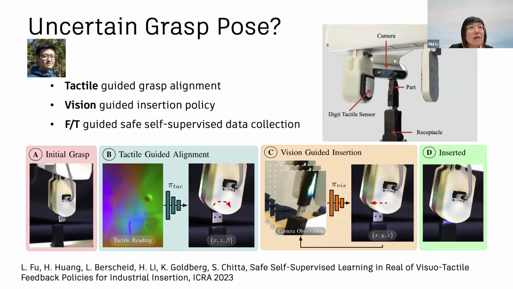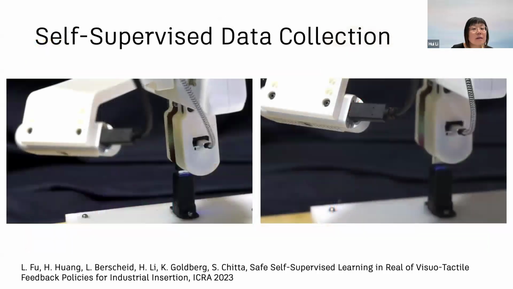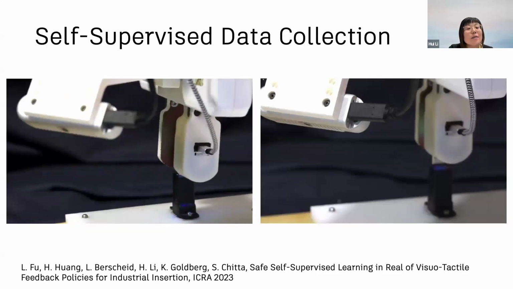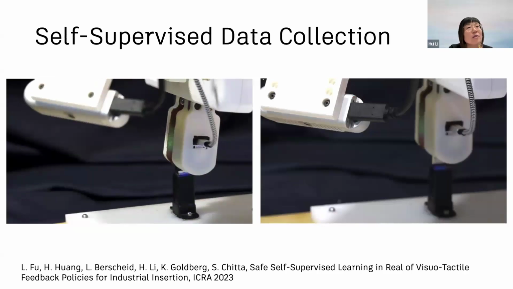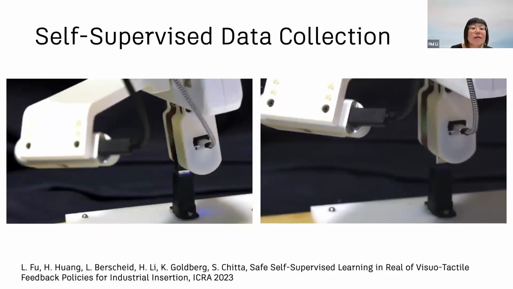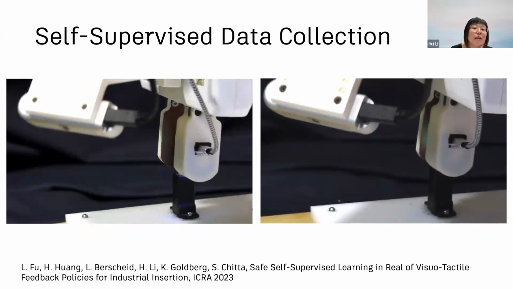Here we use tactile feedback to guide the grasp alignment policy, and then use vision to guide the insertion policy. The force torque feedback is used for safe self-supervised data collection. On the left, it shows the self-supervised data collection process for tactile images and to learn the tactile policy. And on the right, it shows the data collection process for the image-guided insertion policy.